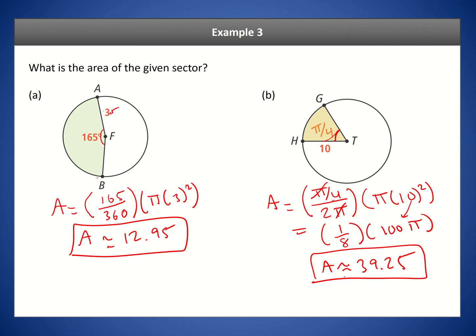So we can see that the area of this is a lot bigger than this one, even though it doesn't look like it because it's not drawn to scale. And that's because the radius is 10, so technically the circle in part B is much bigger than the circle in part A, even though it doesn't look like it, just because the images are not to scale.